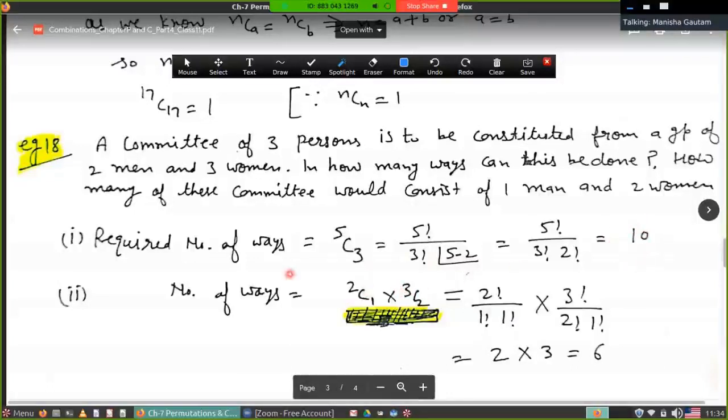If you have to select 1 man and 2 women out of 3, then the number of ways is 2C1. 2 means a total of 2 men are there, you are selecting 1. And 3 women are there, you are selecting 2. This is the condition: 1 man and 2 women you have to select. 2C1 into 3C2, it means you are getting 6 arrangements.